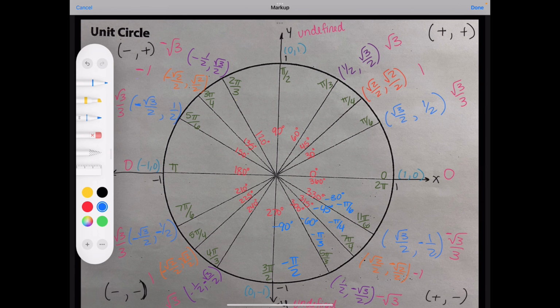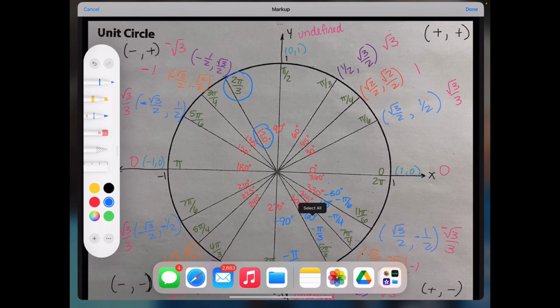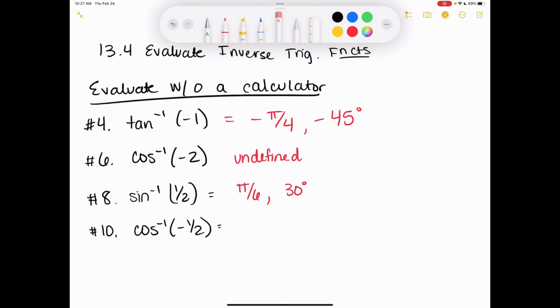Where's that? 2 pi over 3. Okay, 2 pi over 3. It also occurs at 4 pi over 3. Okay, however, we only want the ones on top, so I'm looking for this one, and then 120 degrees, and then this degree value. So 2 pi over 3 or 120 degrees.